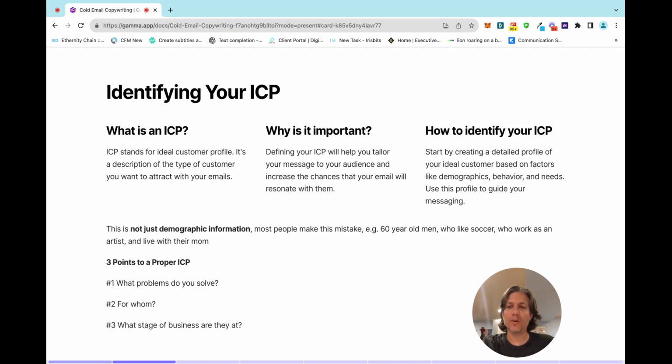However, it's way more important to clear this up with 3 main pillars of an ICP. Number 1 is, what problem are you solving? Number 2, for whom? And what stage of the business are they at?